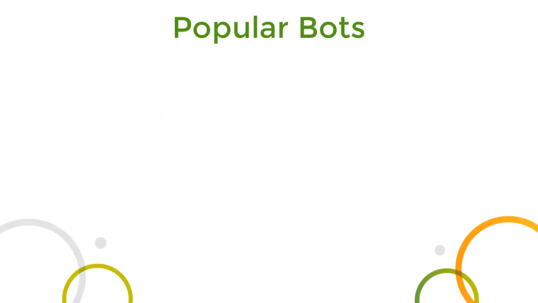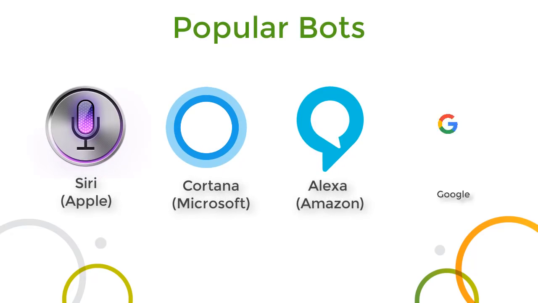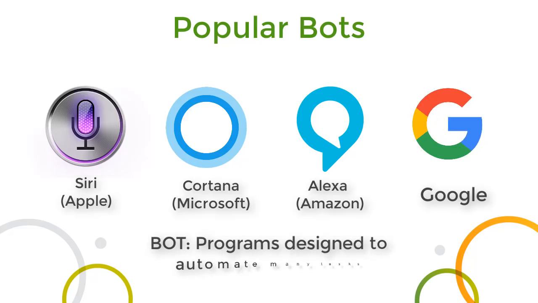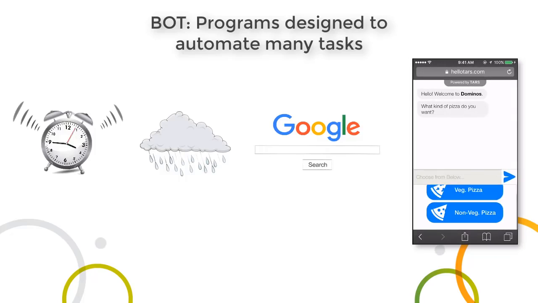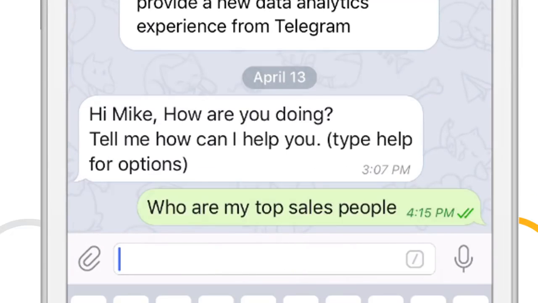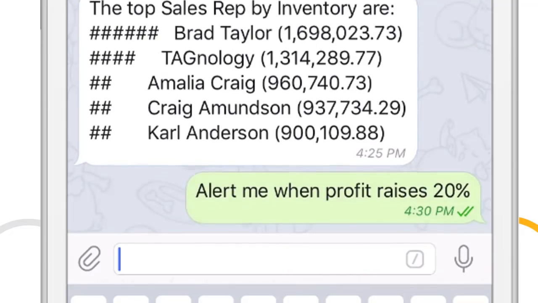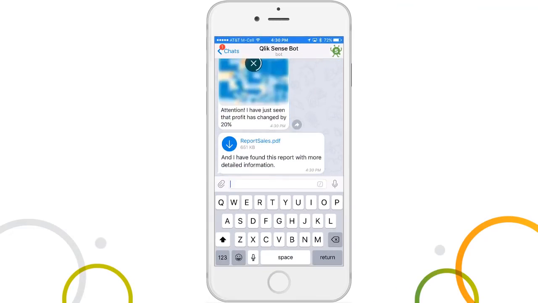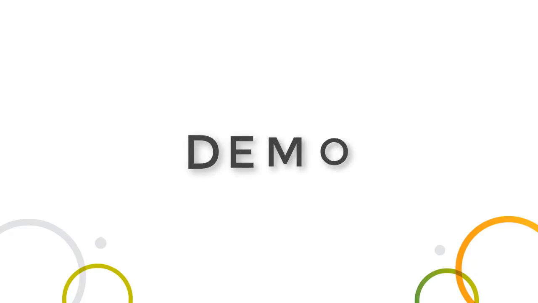Now, you already know some popular bots: Siri, Cortana, Alexa, and of course Google. These guys are programs designed to perform tasks such as setting an alarm, telling you the weather, and searching online, or even ordering a pizza. So why not have a bot tell you who your top salespeople are, or alert you when profit margin reaches 20%, or even have it send your charts and reports directly to your device? The possibilities are endless. Let me give you a quick demonstration of the QlikSense bot in action.